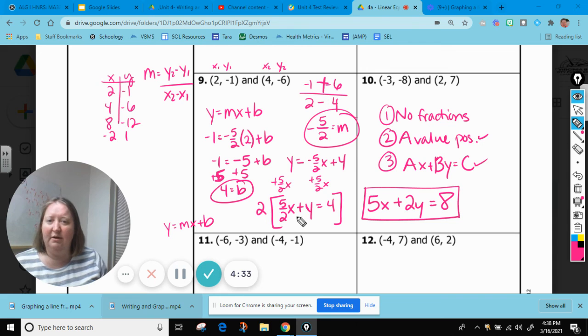That's my answer in standard form, and this is my answer in slope-intercept form. And you can use either one.